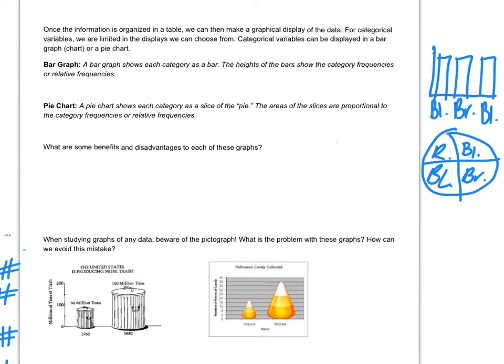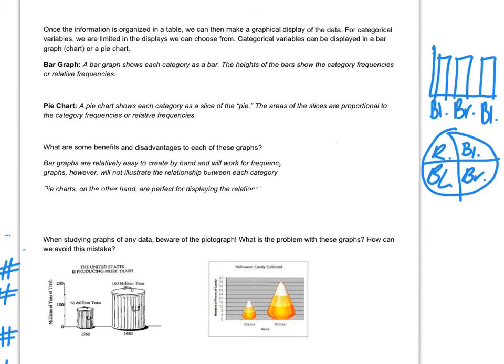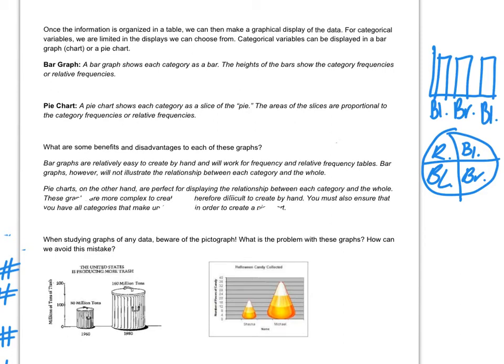So when it comes to creating these, what are some of the benefits and disadvantages of each of these graphs? In terms of the bar graphs, they're relatively easy to create by hand. However, they don't do a good job of showing the relationship between the category and the whole. On the other hand, a pie chart is really great at displaying the relationship between each category and the whole. However, these graphs are much more complex to create, and therefore they're more difficult to create by hand.